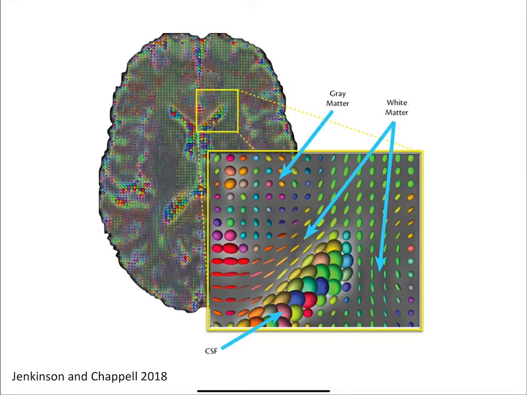This is just another view showing very anisotropic diffusion in white matter. Fairly isotropic diffusion in gray matter, but much less diffusivity than there is in CSF, which is here. Okay, so these are fairly isotropic, and the size of the spheres is indicating that there's just higher diffusivity. So the size of the ellipsoids is typically used to represent how much diffusion there is, and then the shape tells you how isotropic or anisotropic diffusion is.